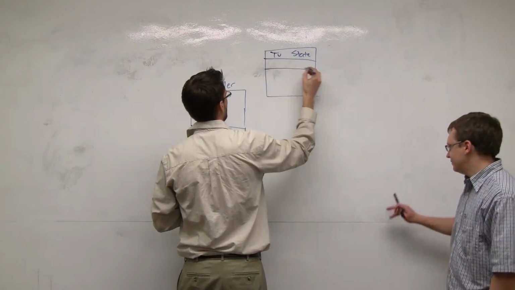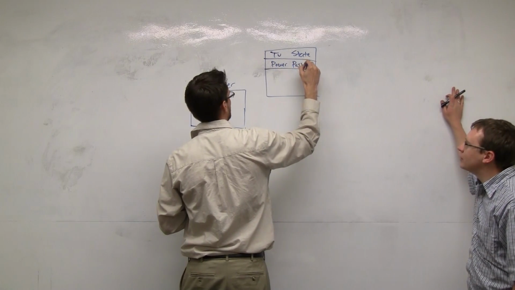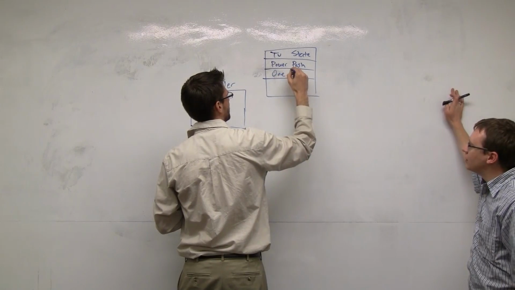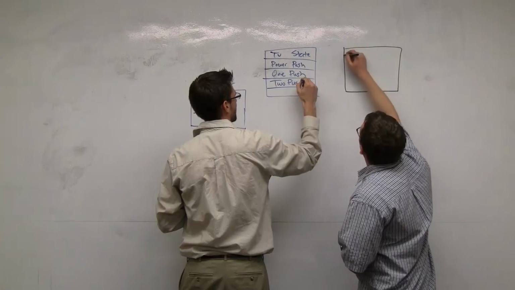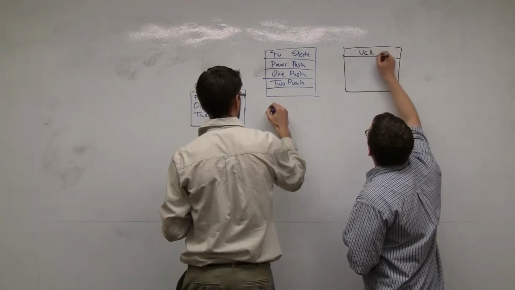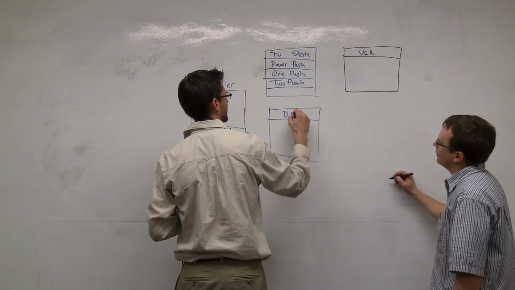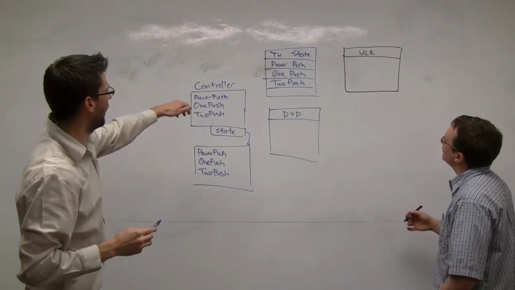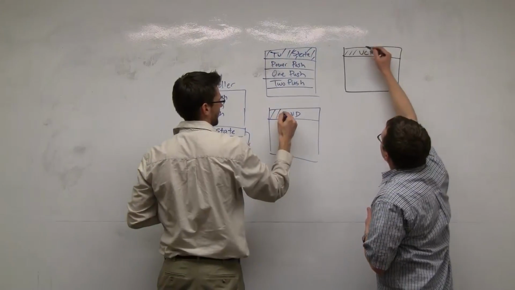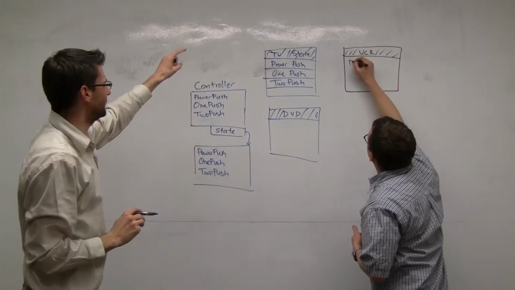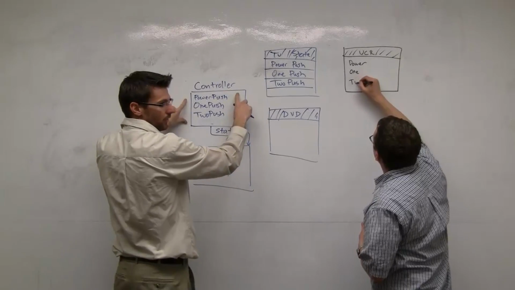That's correct. So we have the power button, power push, right? 1 push and 2 push. VCR. What was the other one? DVD. I can't remember. You'll have to use your imagination. I'm doing that so you can tell that it's a header. All of these states have the same functions or interface as your controller does.